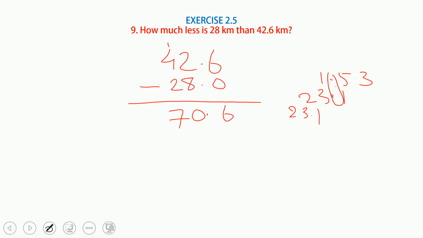Sorry, subtract. It is how much less. That means you have to subtract. Sorry, I added it. While subtracting, 6 minus 0 is 6 only. From 2, 8 is not possible. So we are borrowing 1 here, 12. To become 3. From 12, 8 it is 4. Correct. From 3, 2 it is 1.